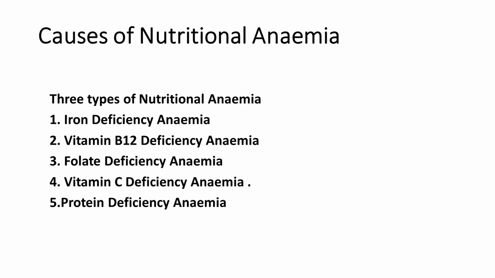Now, causes of nutritional anemia. There are three main types of nutritional anemia, and then I've added a few more. The top three are the more important ones. That is iron deficiency anemia, vitamin B12 deficiency anemia, folate deficiency anemia, and vitamin C deficiency anemia, and of course, protein deficiency.